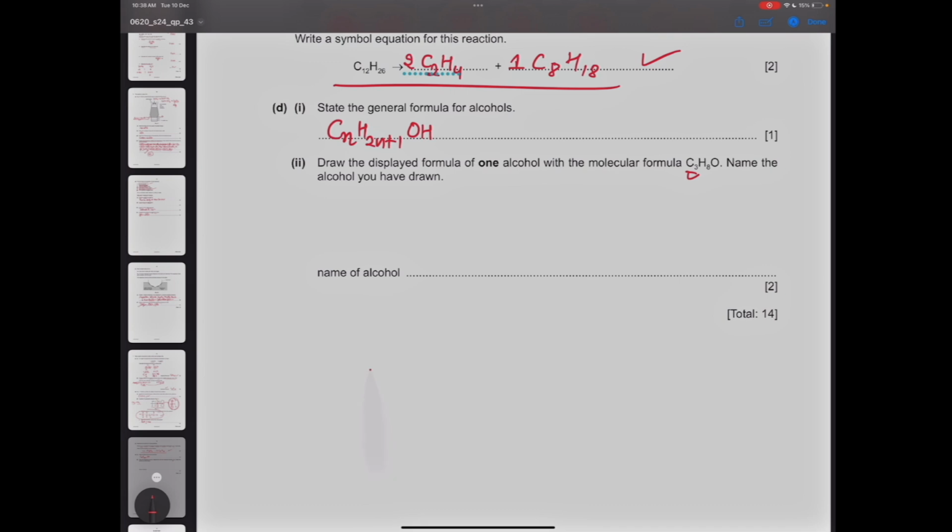So 3 carbons, and you put one OH here. Rest, just put the hydrogens. Now let's check the molecular formula. C3, 1, 2, 3, 4, 5, 6, 7, 8. 8 hydrogens and 1 oxygen. Oh, so the answer is correct. See, if you're confused about this, you just have to give it a try. Carbon 3, so I tried drawing this and you get the answer.